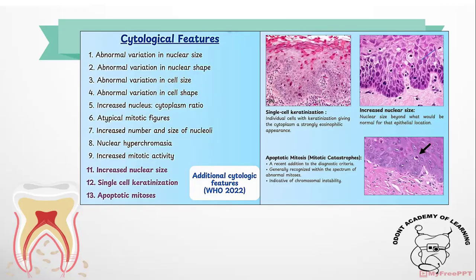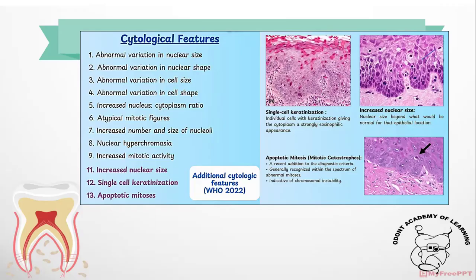increase in nuclear hyperchromatism. Nuclei will be staining very dark like this. We can see the nuclei are very dark. This is nuclear hyperchromasia. There is increase in the nuclear size, increased mitotic activity. There will be individual cell keratinization, and there will be apoptotic mitosis.